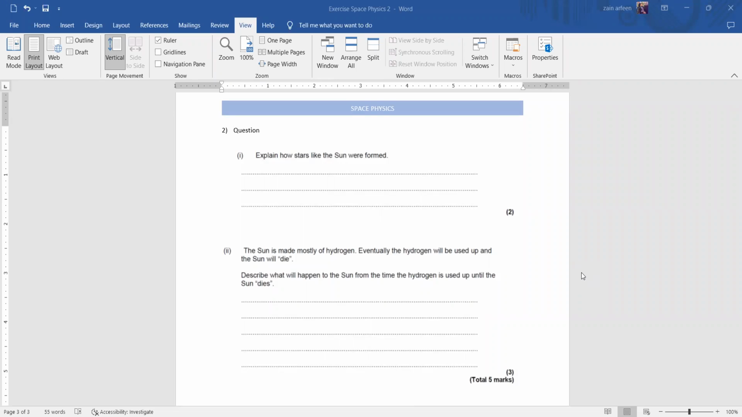So question 2: explain how stars like the sun were formed. The sun is made from mostly hydrogen, and eventually the hydrogen will be used up and the sun will die. Describe what happened to the sun from the time the hydrogen is used up until the sun dies. So first thing, the formation of a sun. What happened in the formation of a sun initially?